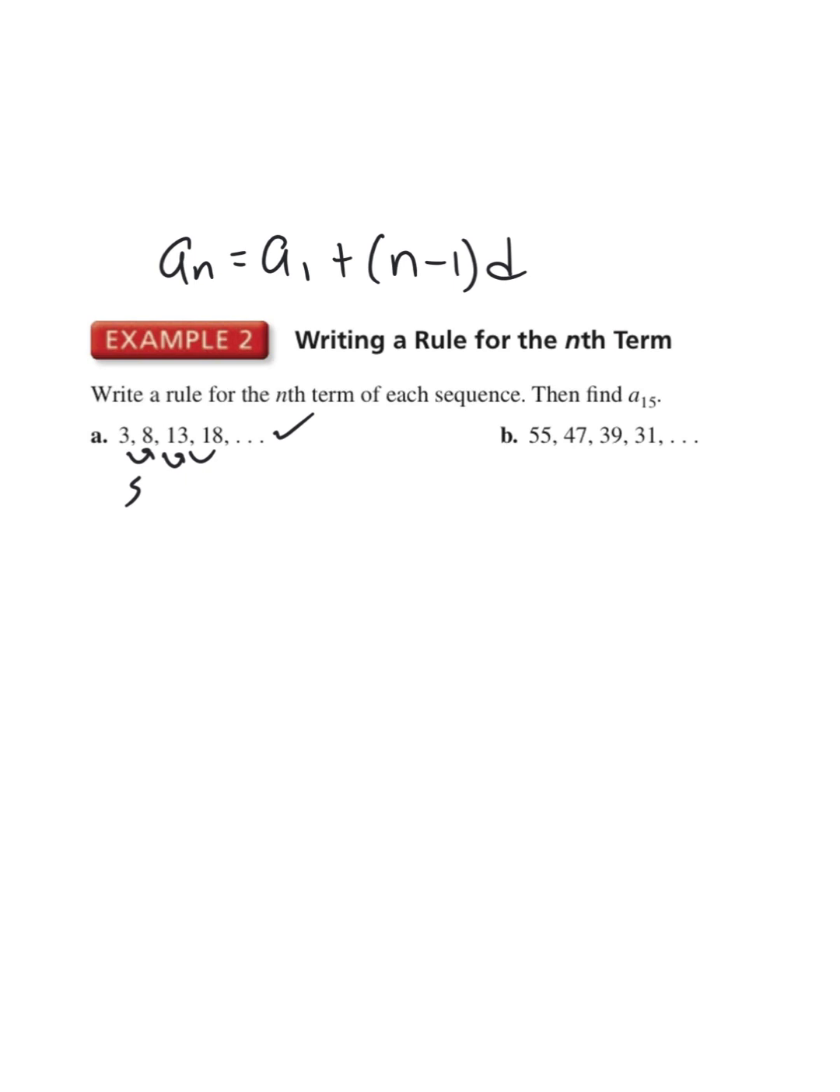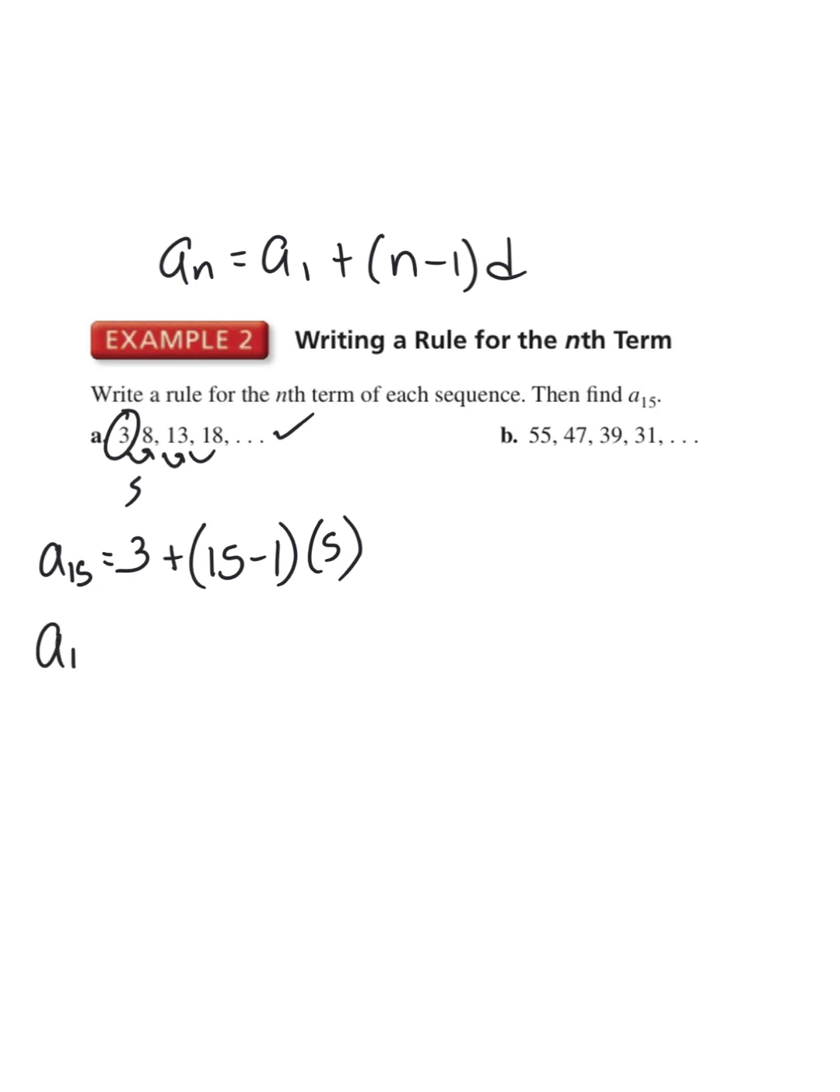So we can go ahead and write the formula. So we want A15 equals, the first term is this first one, so 3, plus the n is for the term we're trying to find, so 15 minus 1 times 5. Now this is how we would solve it.